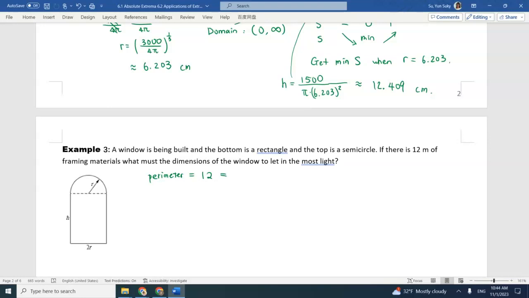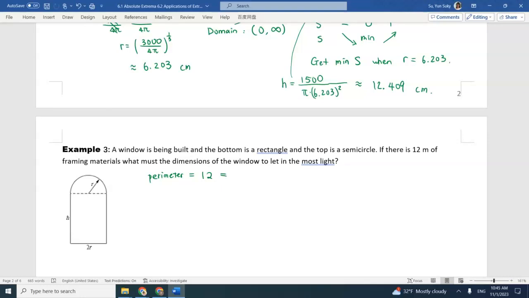Circumference, the length: 2 pi r. Not the angle. Circumference is the length, the perimeter of a circle, not the angle. Yes, the angle is 360 degrees or 2 pi, but the circumference is 2 pi r. Right? And this is half of a circle.